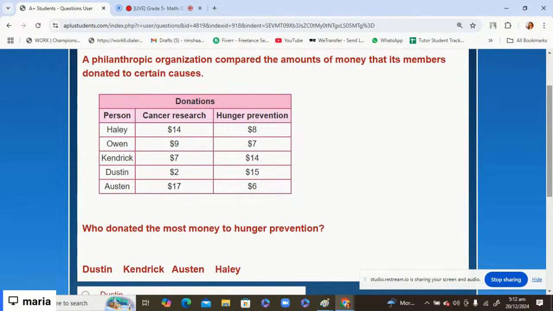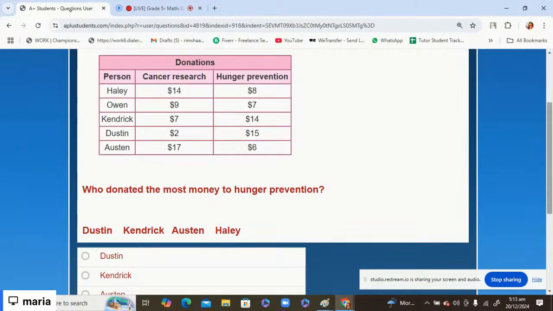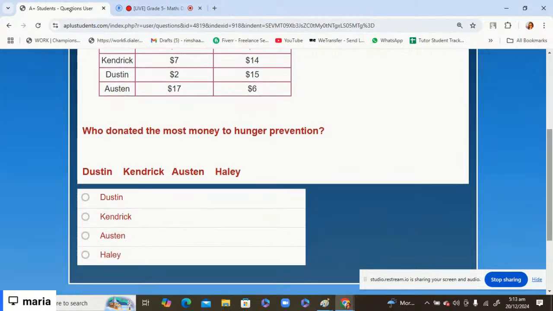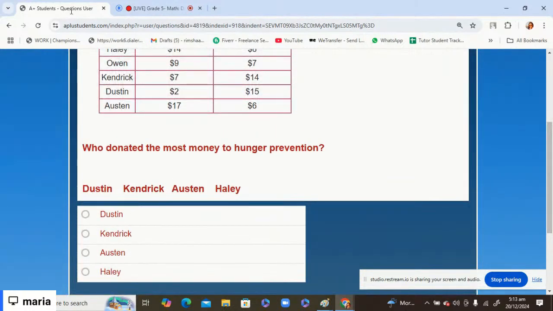They are saying that Dustin, first, it's the fourth one, that is 15. Kendrick, it's 14. Austin, it's 6. And Halle, it's 8. So, who donated the most money? 15, 14, 8, or 6. It means that 15 is the largest. Dustin gave more donation compared to all others. So, we are interested in Dustin. Okay.